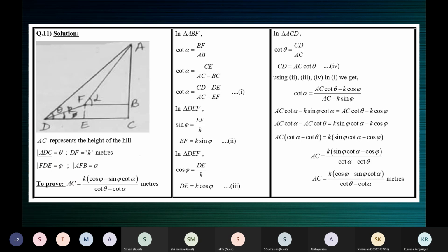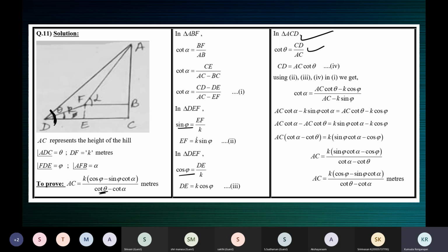Okay. So we found sin phi, we found cos phi. The only ratio remaining is cot theta. So theta is in which triangle? The whole triangle, we have theta. So in triangle ADC, cot theta is equal to adjacent by opposite. You can see the adjacent side there and opposite side there. Cross multiply, we get CD is equal to AC cot theta.